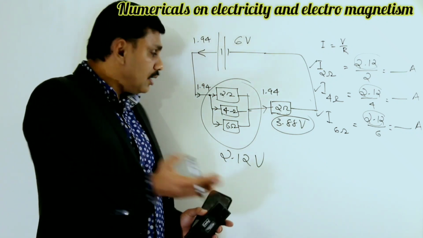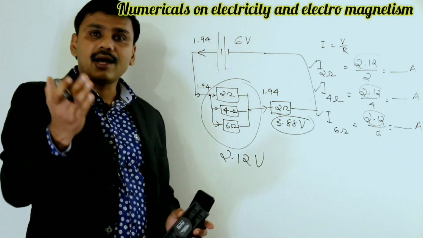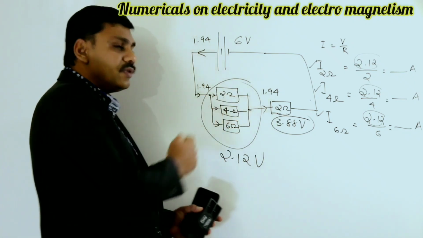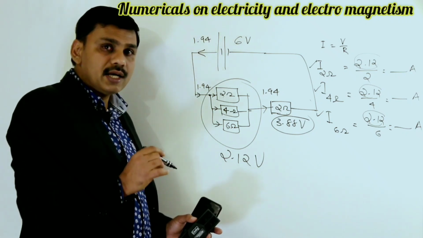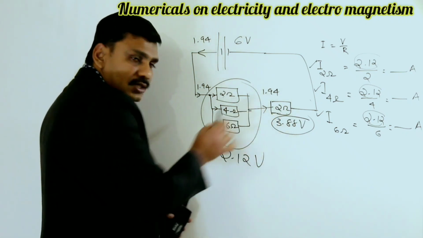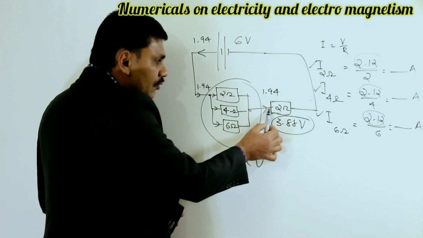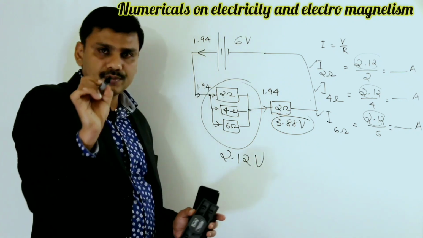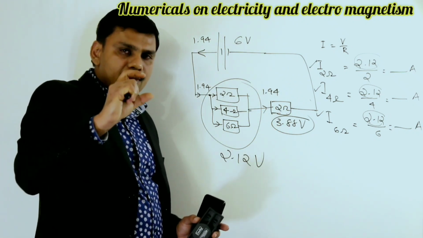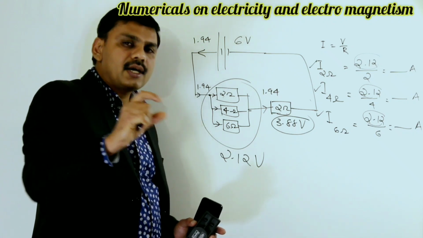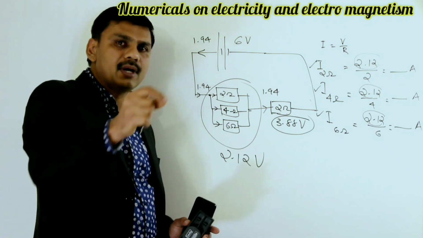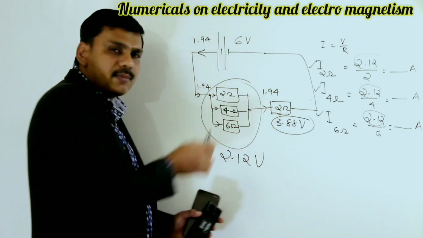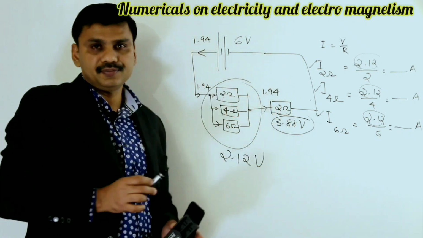Then they can ask, what is the current flowing through the parallel combination of resistors? So all parallel resistors will get the same voltage. How will you get that voltage? First to find out this voltage, it will be the current flowing through the 2 ohm. So 1.94 multiplied by 2, because the voltage across a resistor is equal to the current flowing through the resistor multiplied by its resistance. So here it will be 1.94 multiplied by 2. So you will get 3.88.